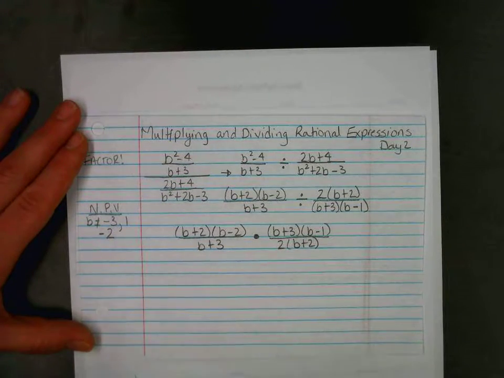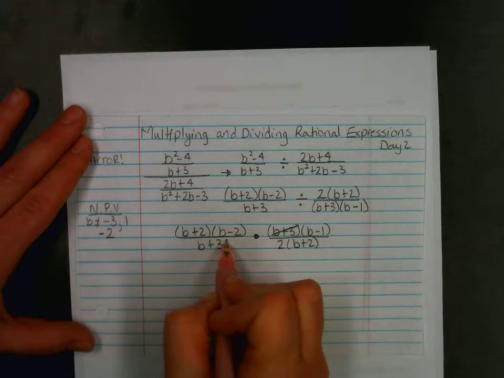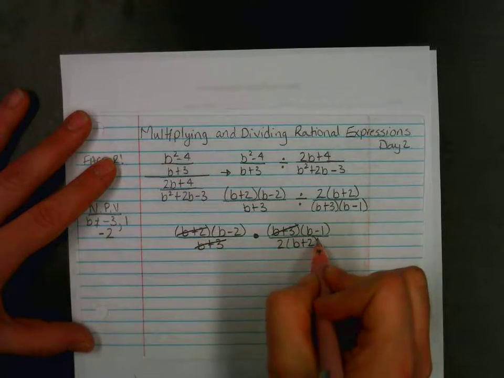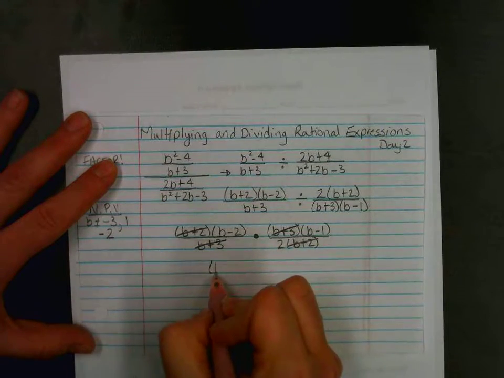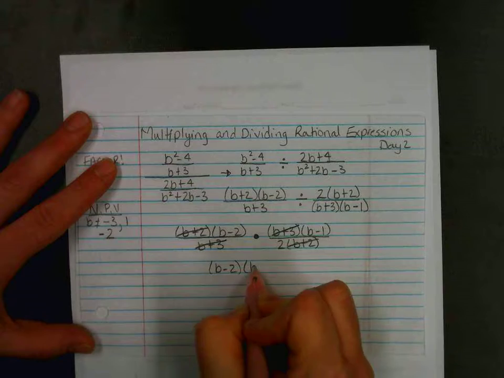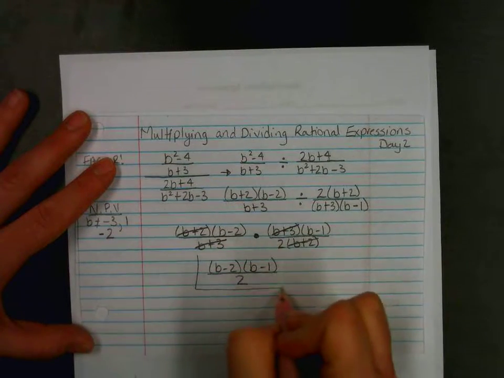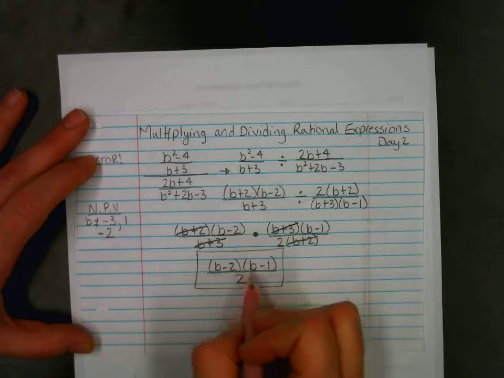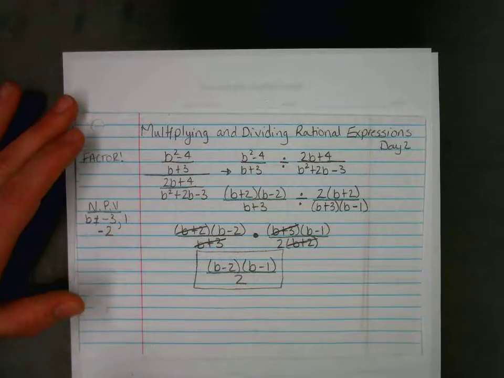Alright, so now that we've done that, we've reciprocated it, we've changed it to multiplication, we've identified our non-permissible values, we are now ready to simply cancel everything from our numerator to denominator. So this b plus 3 is going to cancel with this b plus 3. This b plus 2 is going to cancel with this b plus 2. So what I'm left with in my numerator is a b minus 2 times a b minus 1 all over 2. And you never want to go and expand this. You don't want to necessarily multiply it. You're going to always leave this in factored form. And that is dividing rational expressions.